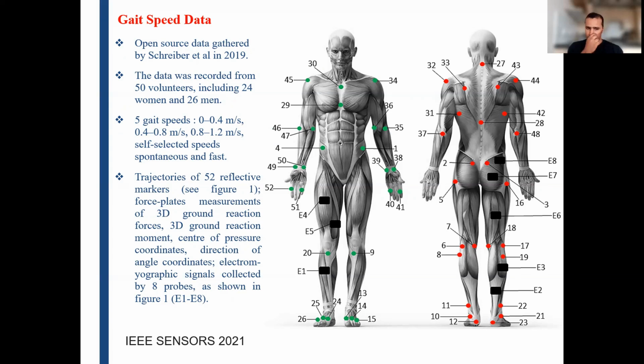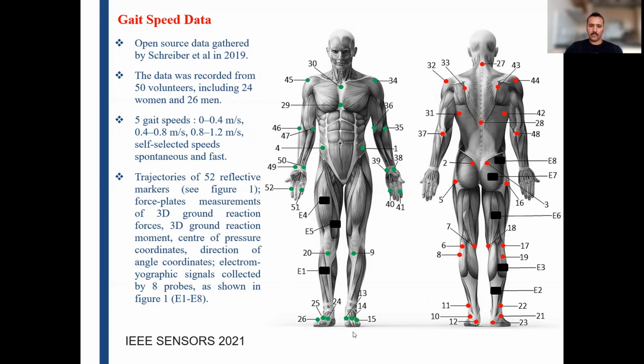The data are recorded with the trajectory markers of 52 reflective markers placed on the body, as can be seen in the right figure. In the front, it's in green, and the back is in red. They were placed on the shoulders, chest, pelvis, arms, legs, knees, and foot. As well, the data recorded include force plate measurements of 3D ground reaction force.